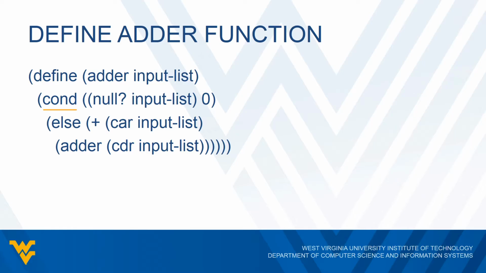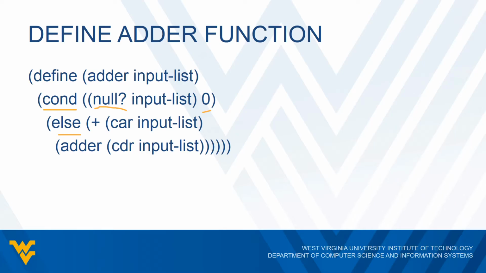So our condition is checking to see if the input list is null. Remember, null means that we're checking if the argument is empty. So if the input list is null, then it's going to return a 0. And if it's not true, then we have this else part.